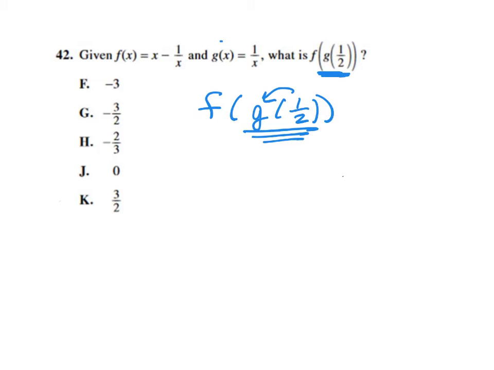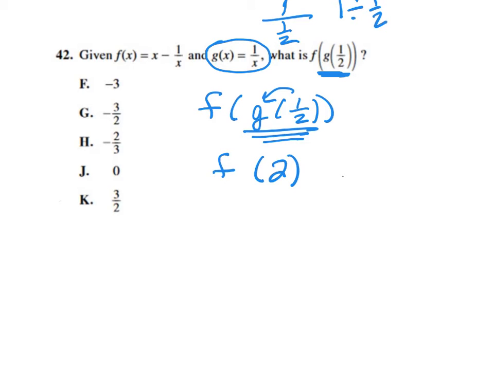So here's the g function, and I plug 1/2 in for the variable. That would give me 1 over 1/2. 1 divided by 1/2 is the same as multiplying by 2 over 1. So 1 divided by 1/2 would be 2. If you're not sure how to do that, you can always just enter 1 divided by 1/2 in your calculator. So now we have f of 2.